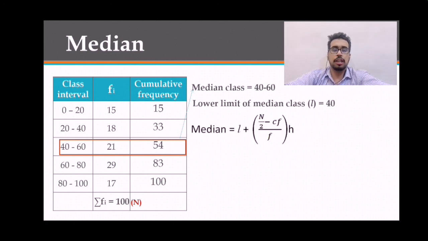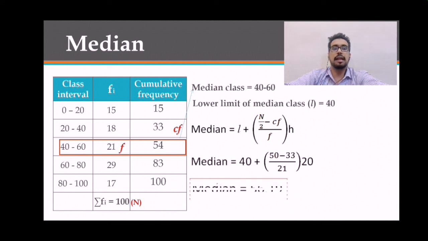The lower limit of this median class is 40, so I take the value of L as 40. The median of the group data is given by the formula L plus (n by 2 minus Cf) by f into h, where f is the frequency of the median class and Cf is the cumulative frequency of the class that is preceding my median class. On substituting my values, I get median as 56.19.